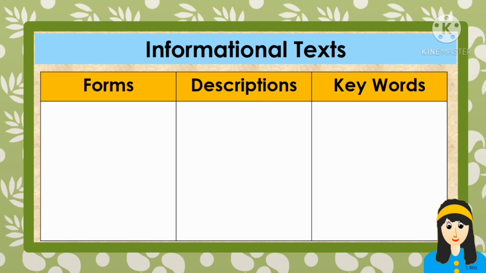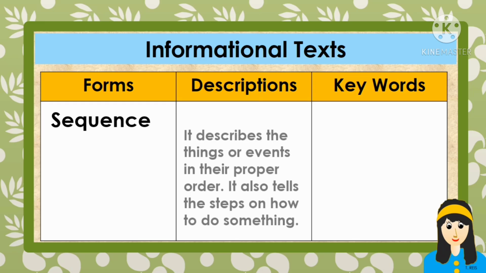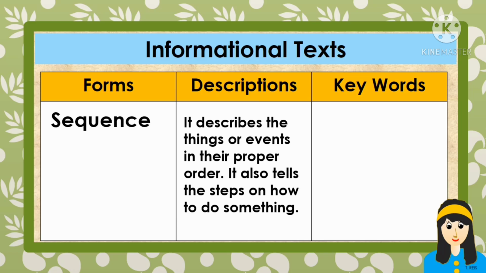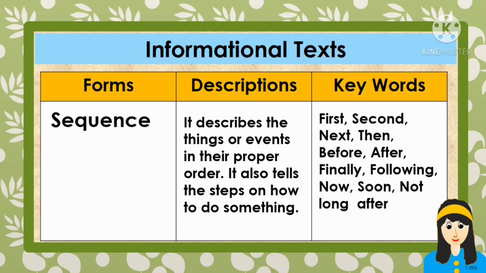Informational texts have forms. The first one is sequence. Let us describe what is sequence. Sequence describes the things or events in their proper order. It also tells the steps on how to do something. And what are the keywords for informational text for sequence? These are the keywords: first, second, next, then, before, after, finally, following, now, soon, and not long after. Those are the keywords for sequence.